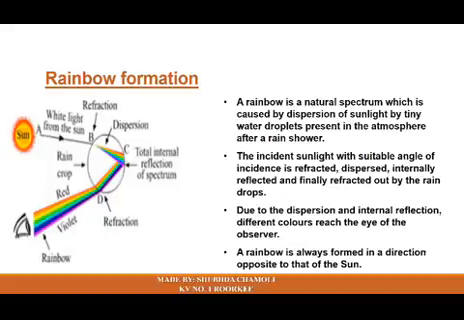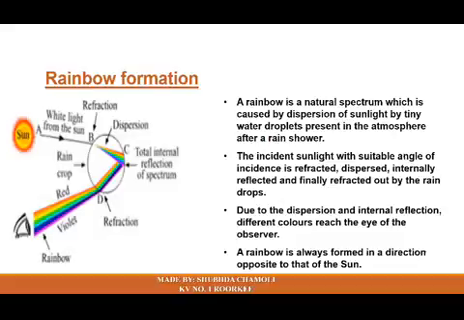The incident sunlight with suitable angle of incidence is refracted, dispersed, internally reflected and finally again refracted out by the raindrops. So as you can see in this figure, there are points B, C and D. At point B, refraction is taking place when sunlight enters into the water droplet from the air. Then inside the water droplet, dispersion can be observed. Then at point C, total internal reflection is occurring, and at point D, refraction again takes place.